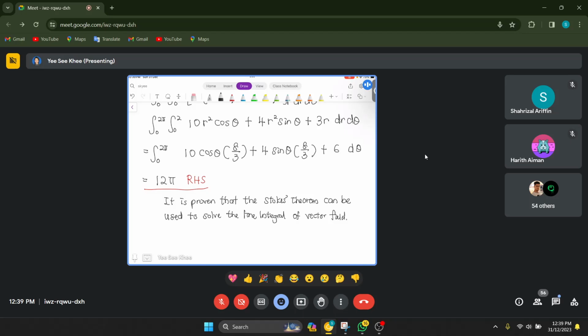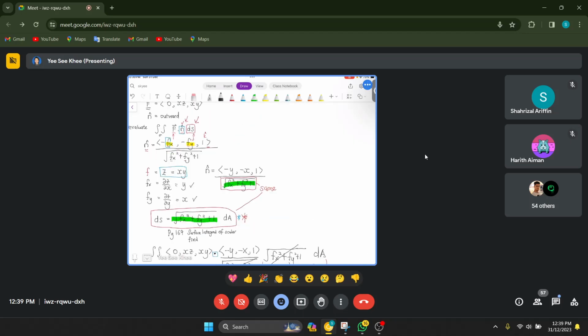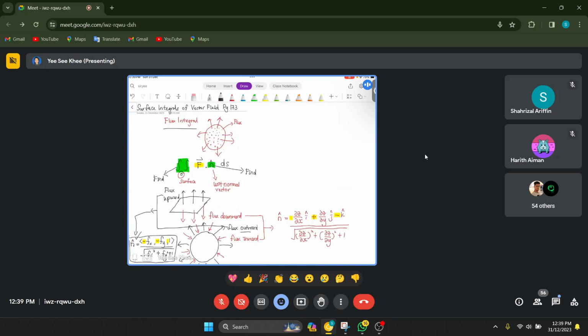Right, so this is about the Stokes theorem. Tomorrow we'll be trying more exercises regarding the surface integral, Stokes theorem, and also divergence theorem. Okay, any questions before I refresh what we have learned today? So basically today we have covered three sections.